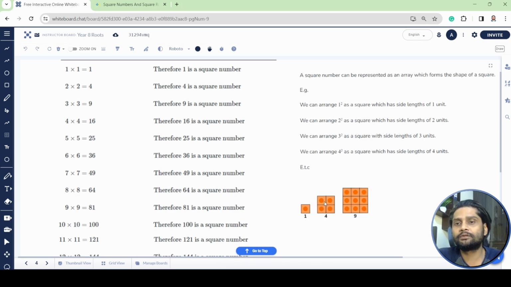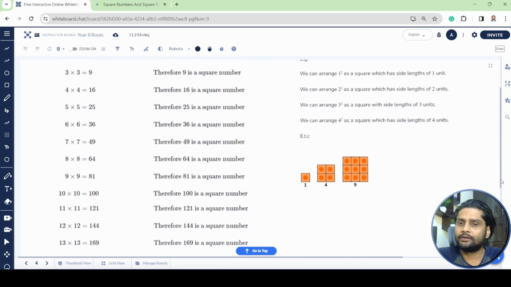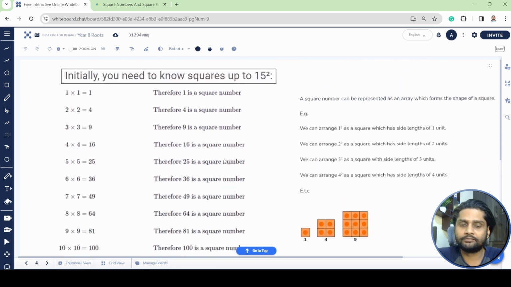So if you keep 2 squares together, 2 times 2, that's 4. Similarly, if you make a square of 3 units, that will give you 9. So this is the physical interpretation of a square number. So you can memorize them, and that will be very useful.